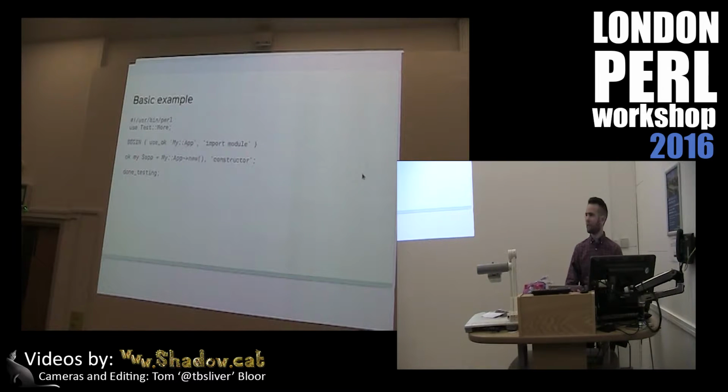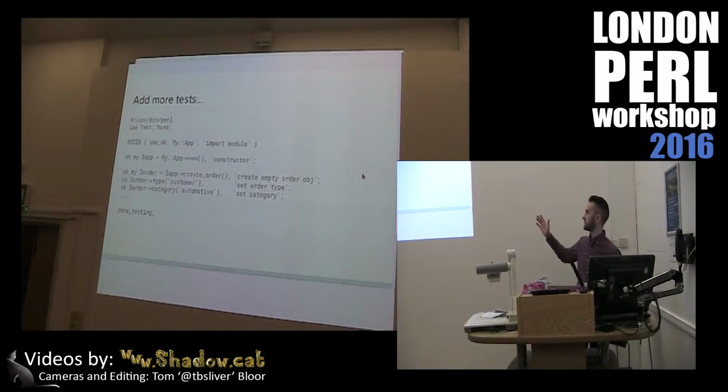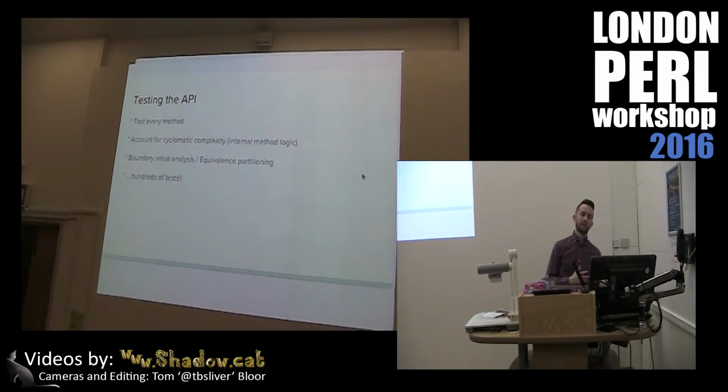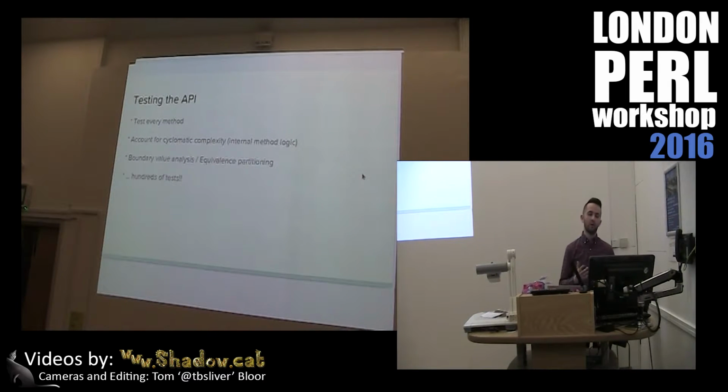So this is a very typical example you'll see. But it rarely stops there. We normally want to add more tests because we want to test an API. So in this case, I've added some sample tests to create an order and set some types and things like that. And you can imagine this test script would have many, many more tests in it. So what we're really doing is testing the API of the code.